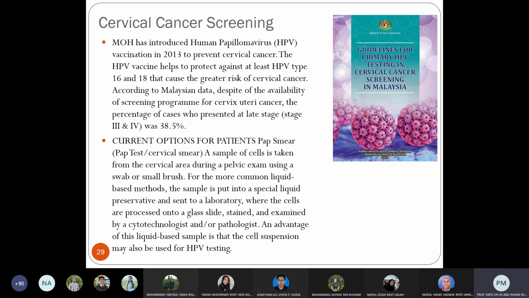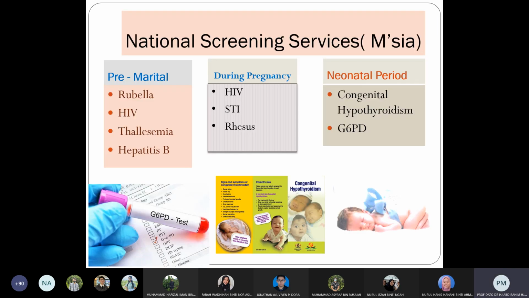You can read further, but this is one of the tests. So we have national screening services in Malaysia. Premarital, we have rubella, HIV, thalassemia, and hepatitis B. During pregnancy, for pregnant ladies, HIV, STI, and rhesus. And for the newborn, in the neonatal period, congenital hypothyroidism and G6PD.